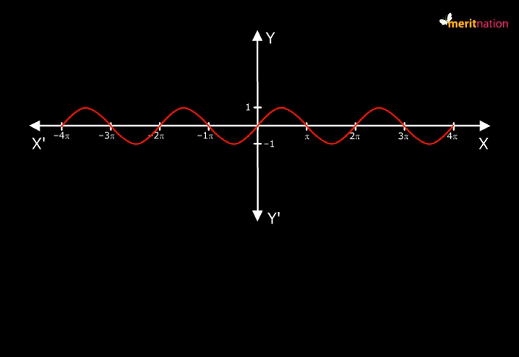Have you seen the graph of the sine function? Let me show it to you. There. Notice this curve. This is known as a sinusoid. Now focus on the portion of the graph between minus 4 pi and minus 2 pi.